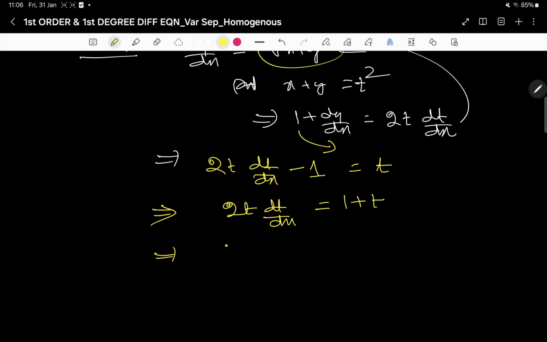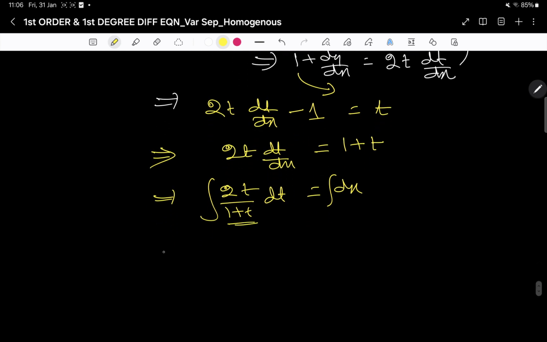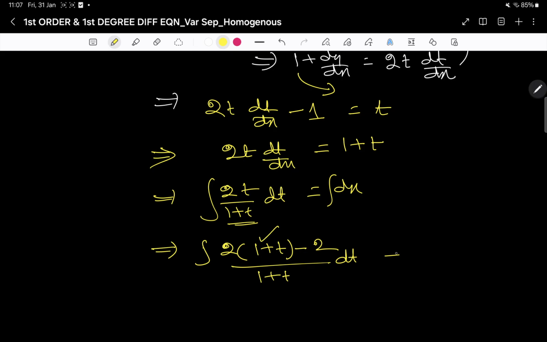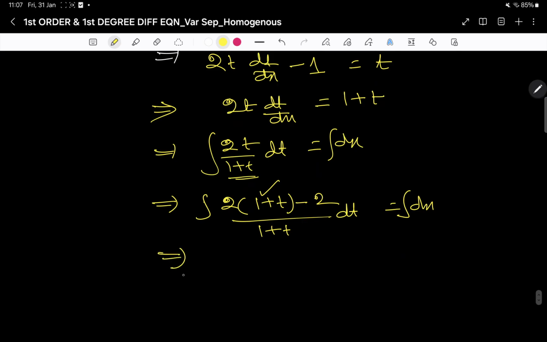Okay, now you separate it. 2t by 1 plus t dt is equal to dx. Now a little bit of adjustment is needed. In the denominator it is 1 plus t, so in the numerator I want to write 2 into 1 plus t. To balance it, I subtract 2 here. In the denominator it is 1 plus t dt, and on the right hand side it is dx. We are integrating both sides.